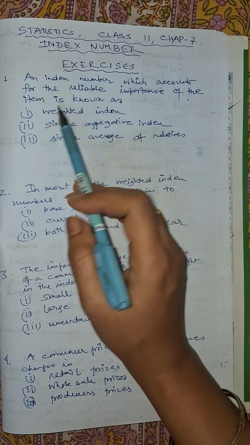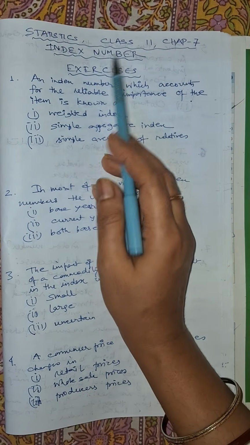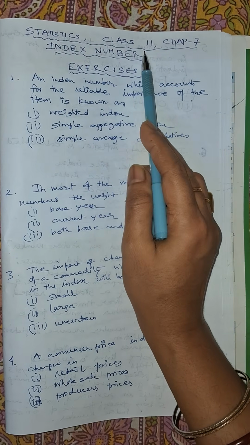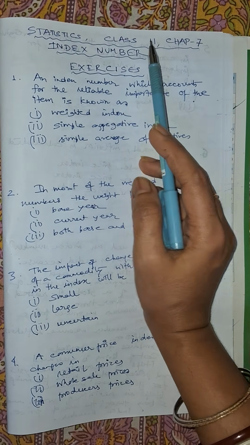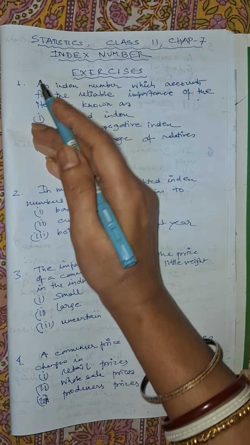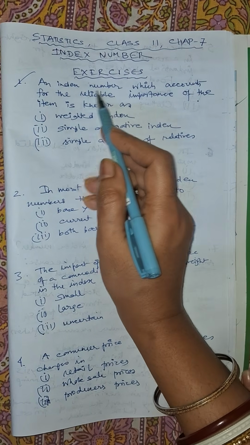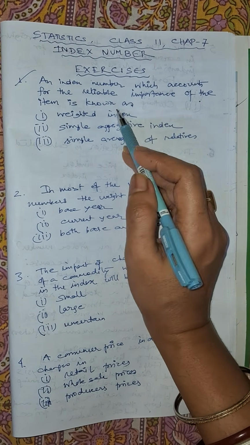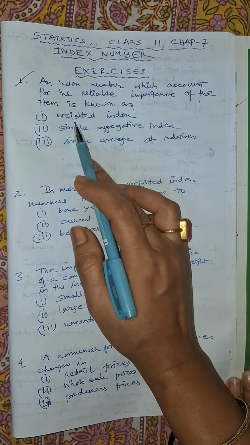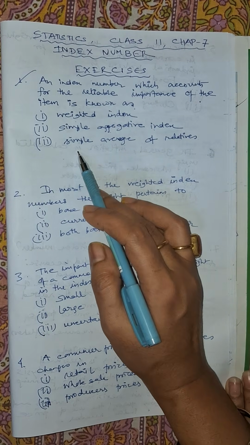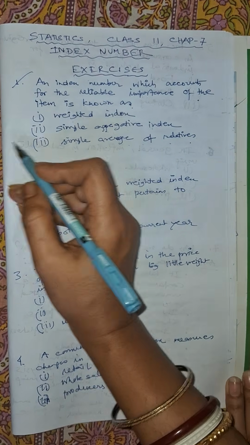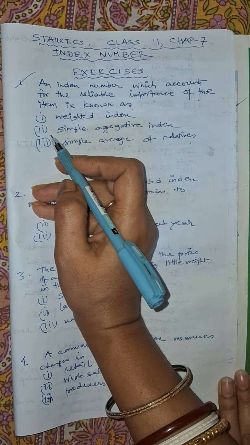Now here in this video, we will be doing the index number exercise, which is chapter 7 of statistics class 11. So the first question of the exercise is: an index number which accounts for the relative importance of the item is known as, and the options are given here: weighted index, simple aggregative index, and simple average of relatives. So obviously the answer, we have done the chapter before in the previous video.